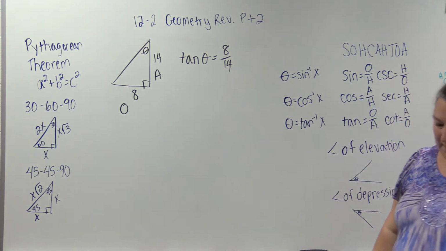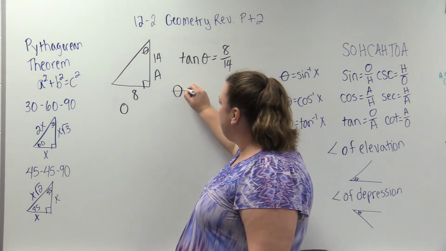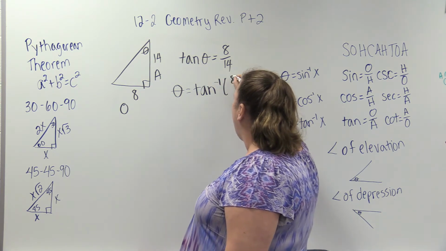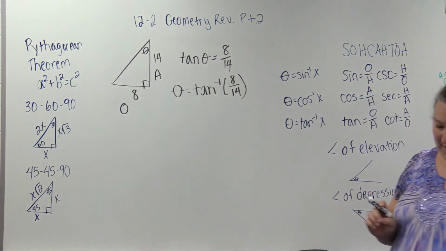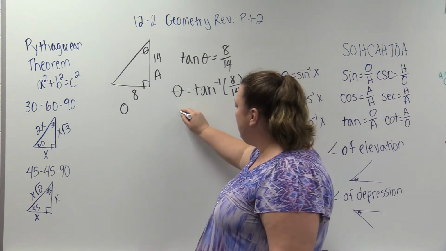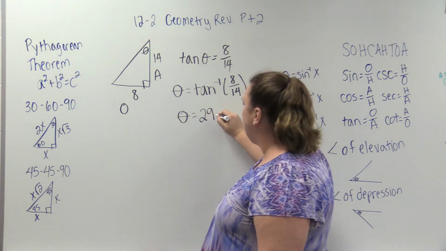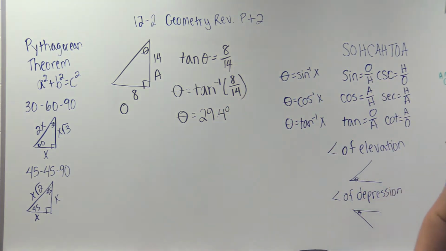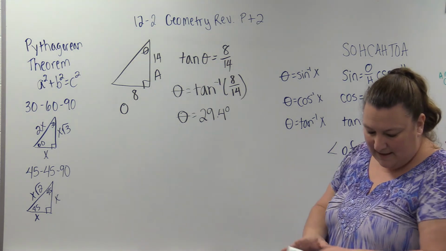And now I'm going to need to make sure that I do the inverse tangent. So I have the inverse tangent of 8 over 14 is going to give me my angle measure. And my angle measure here becomes 29.4 degrees. Questions on that? All right. Then let's look at the next one.